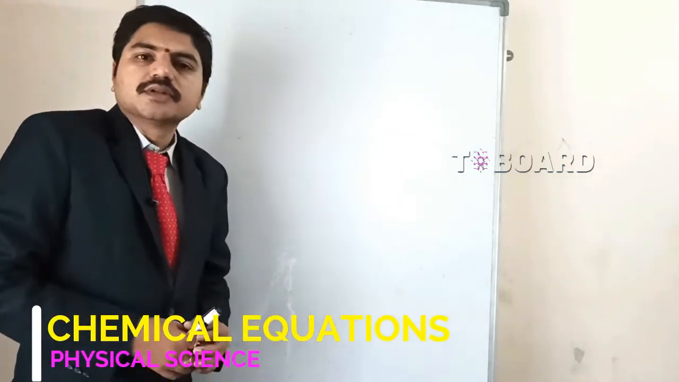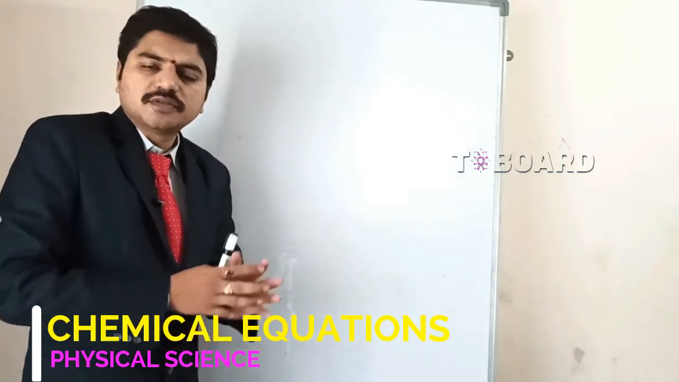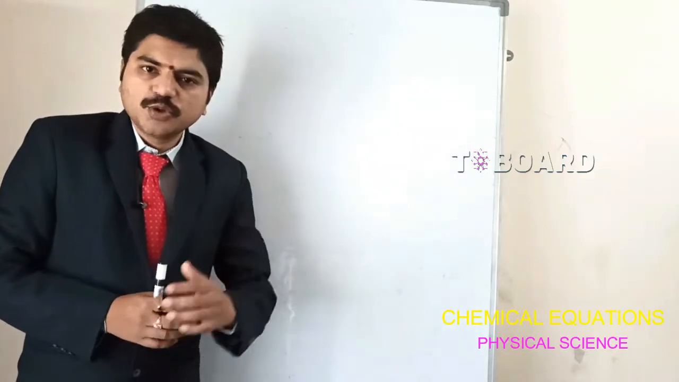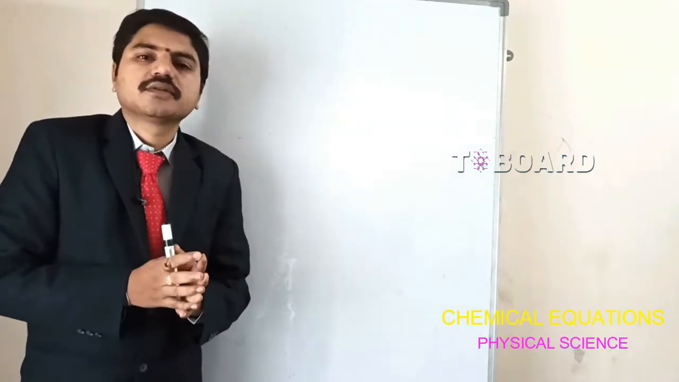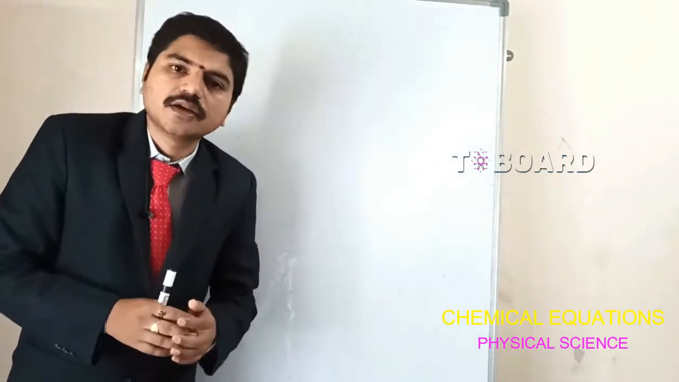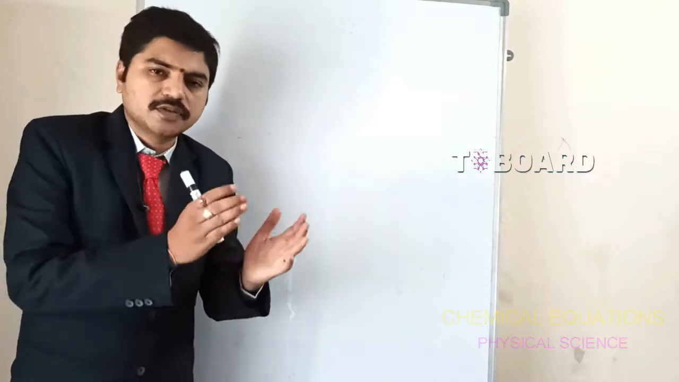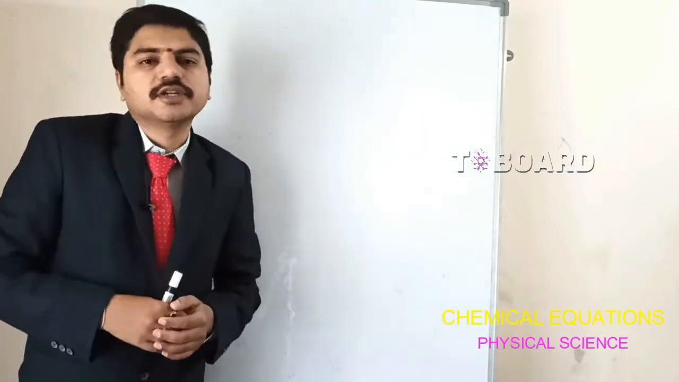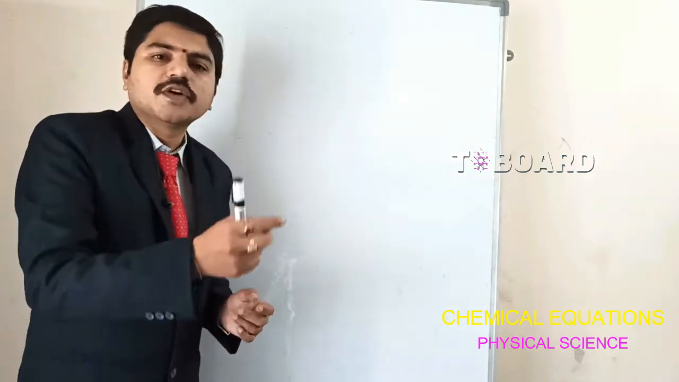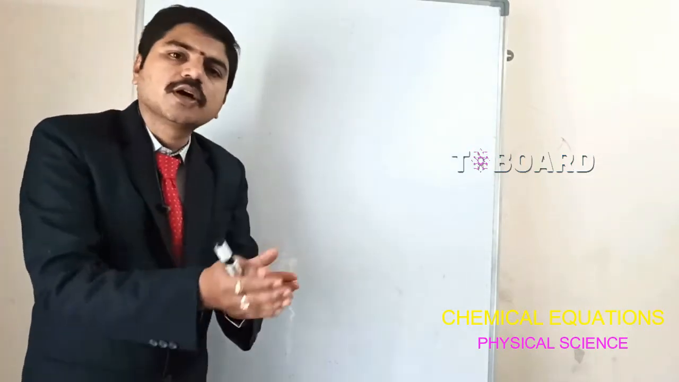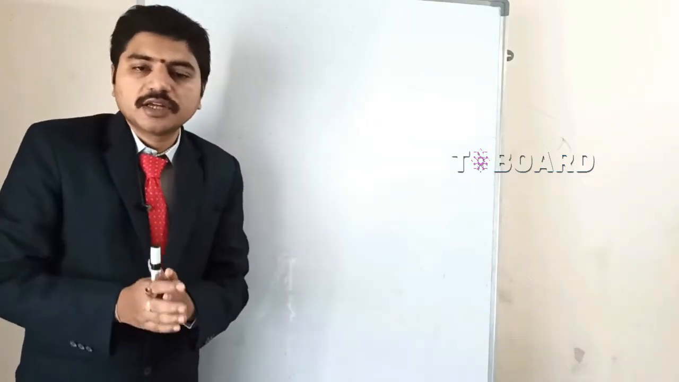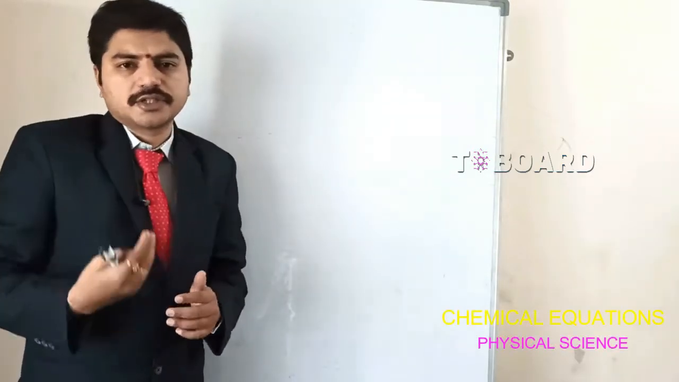Chemical equations. In our daily life we see different types of chemical reactions. We already know that chemical reactions are a part of our life. For example, our food digestion, or when I cook food, or mix one object with another, each and everything is a chemical reaction.